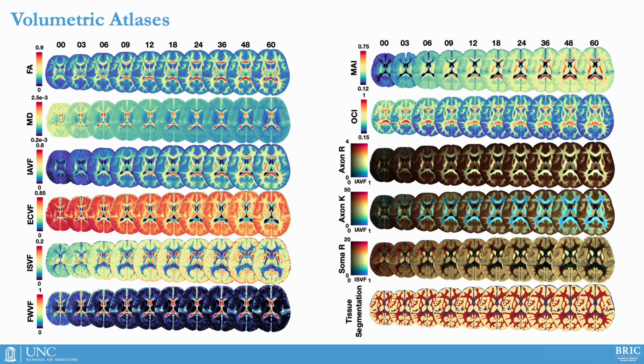We can see the development over time, especially the growth of the axon, highlighted by the increase in anisotropy and intra-axonal volume fraction. The radius map and the permeability map here are shown using a 2D color map, where color denotes the radius or permeability value, and brightness denotes the associated axon or soma volume fraction.